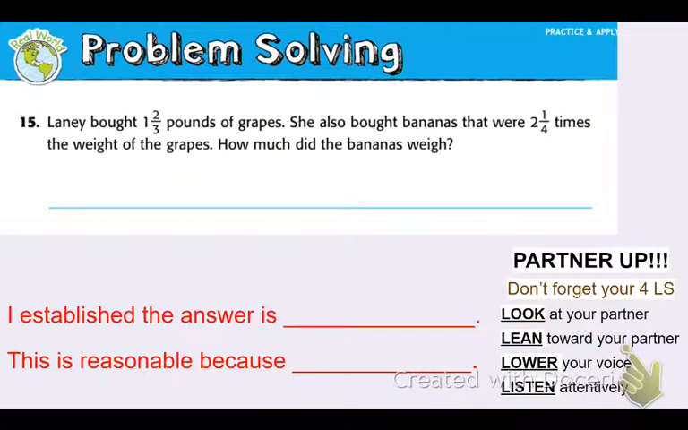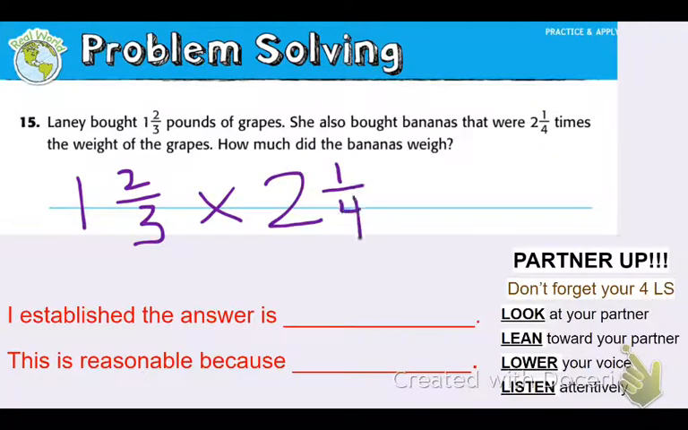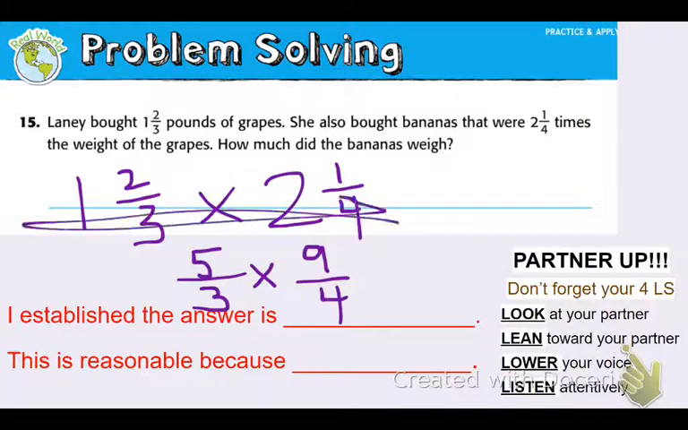Problem solving. Number 15. Lainey bought 1 2/3 pounds of grapes. She also bought bananas that were 2 1/4 times the weight of the grapes. How much did the bananas weigh? Well, step 1, I'm going to go ahead and create improper fractions. 3 times 1 is 3 plus the 2, 5/3. 2 times 4 is 8, plus the 1 is 9, and I'm going to keep the 4 as the denominator.